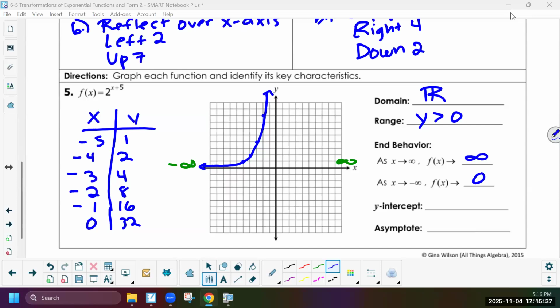Y-intercept, you can't see it on the graph, but we can look at the table when x is 0, my y is 32. So that is my y-intercept. And then we talked about this, the asymptote, the equation is y equals 0, because that is this line right here that it's never going to actually touch.